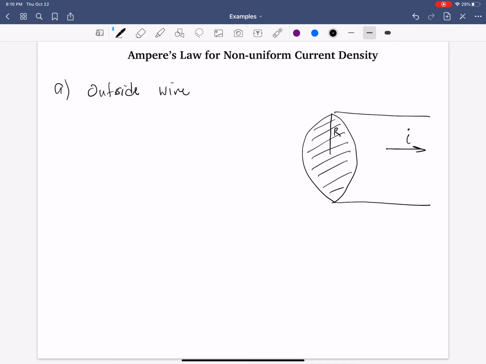Outside the wire. Or in other words, when r is greater than capital R, right? Using Ampere's law, we need to draw an Amperian loop. So I've done that as such, right? And that Amperian loop is of radius r, right? So we can write down Ampere's law. The closed integral of B dot ds is equal to the constant mu naught times the current enclosed within that Amperian loop, right?